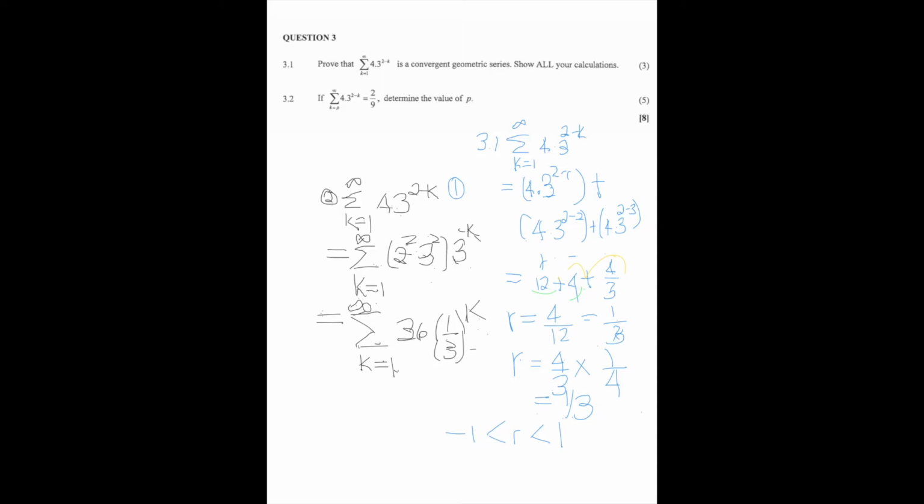Based off of how we've reduced the formula of the geometric series, we can see that the ratio again is 1 over 3. So our ratio r again is equal to 1 over 3. Those are the two ways in which you can show that the summation given is a convergent geometric series.